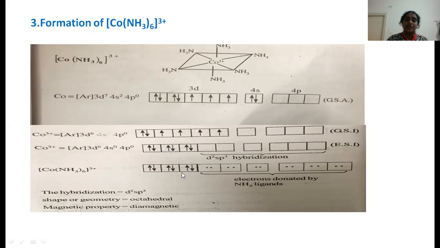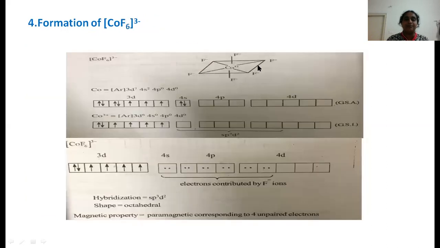Hence, inner d orbitals are involved while formation of the complex, and here all the electrons are paired, hence it is a diamagnetic substance. The hybridization of this complex is d2sp3, and the geometry of this complex is octahedral geometry. This is the structure of hexaamino cobalt. This is the octahedral geometry.